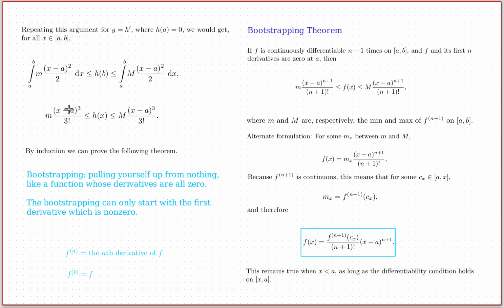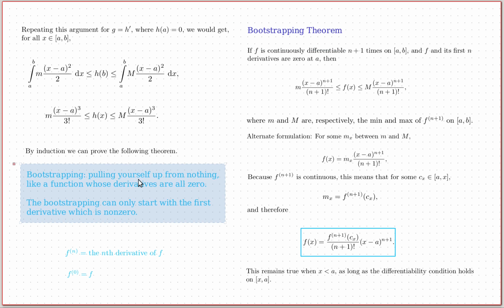Okay, so it seems that we can keep doing this, right? We can keep doing this for functions that have more and more derivatives which are equal to 0. And so this leads to what I call the bootstrapping theorem. Now that's not actually a standard term in the subject. So if you refer to the bootstrapping theorem, I'm afraid no one will know what you're talking about. But I find it a convenient way to refer to this.